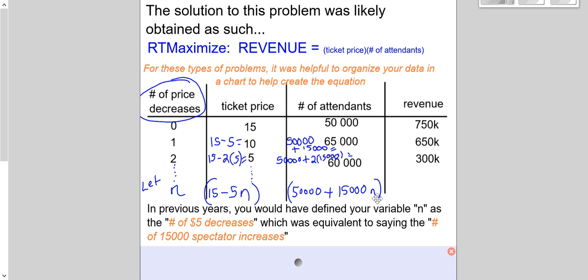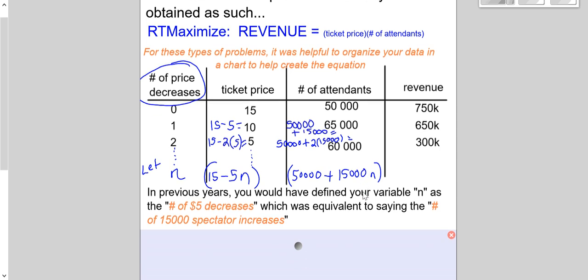But this n is also in the equation, and in this case it is not about price, it is talking about attendance. So essentially your n could have been defined as the number of $5 decreases, or as the number of 15,000 spectator increases, which are very hard to say. Those aren't really easy to flow into let statements. And so that's ideally why we want to shift our way of thinking in calculus and get out of that, because no one normally talks like that.